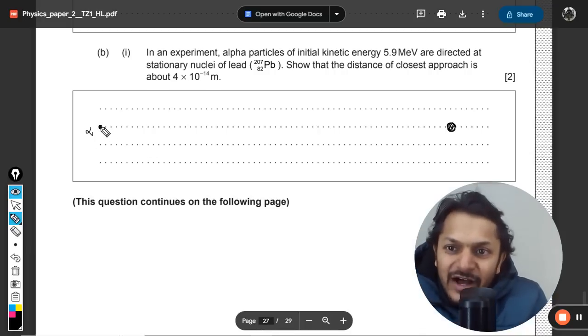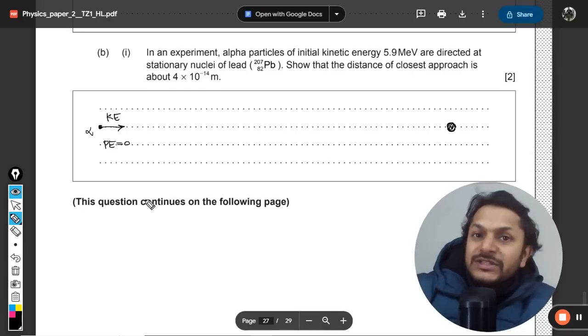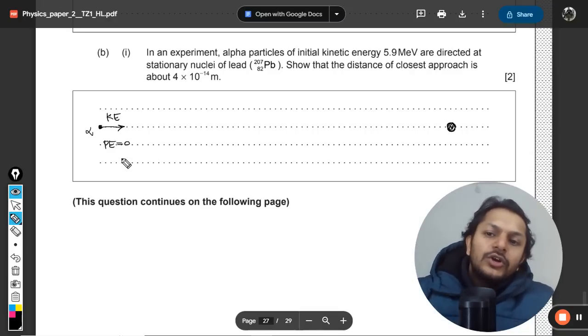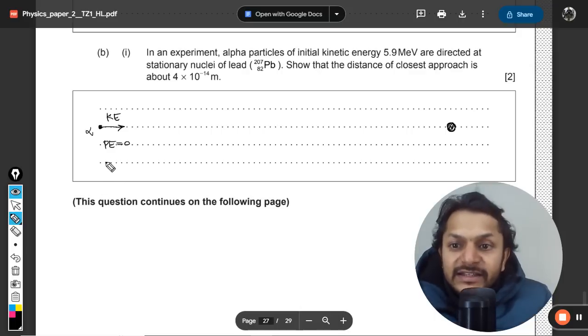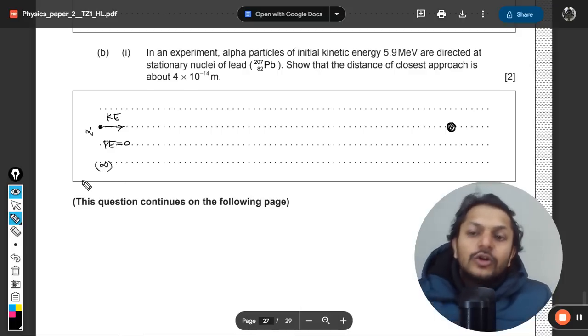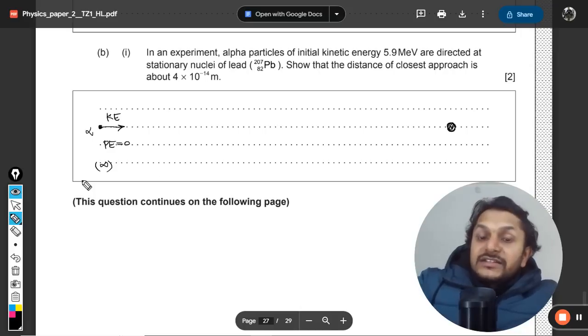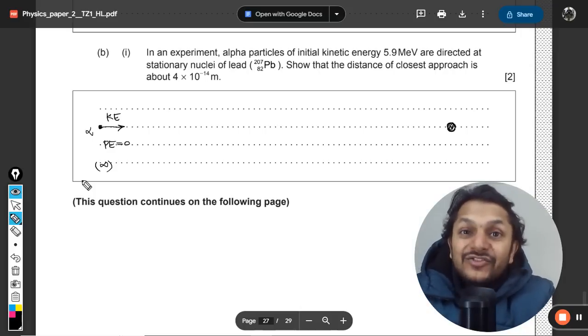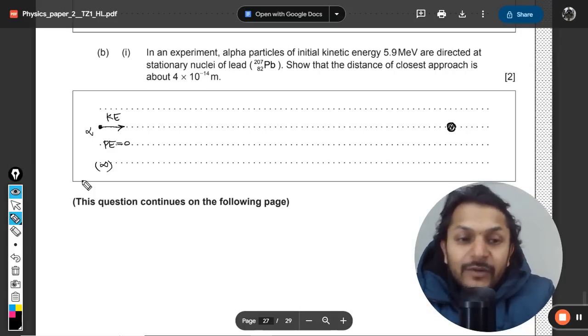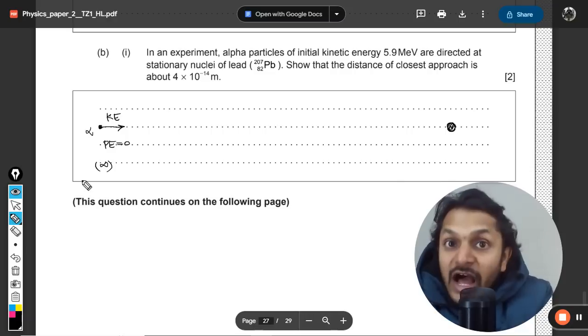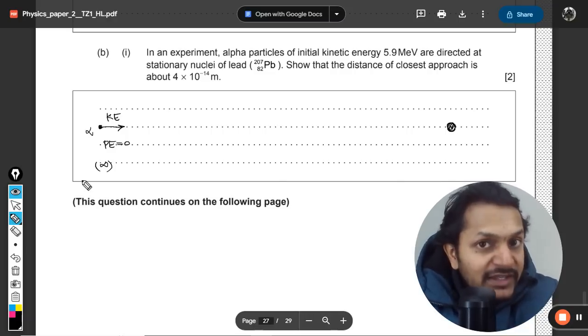So this alpha is having some kinetic energy. So what is the potential energy of the alpha? The potential energy of this alpha will be taken to be zero. Why? Because it is really at a far away distance, kind of infinite. So if it is at infinity distance and we say that there is no interaction present between the alpha particle and the nucleus as of now, the potential energy will be taken as zero.